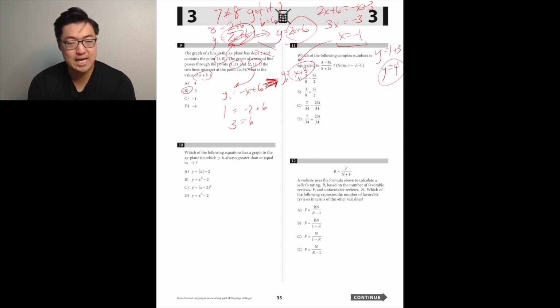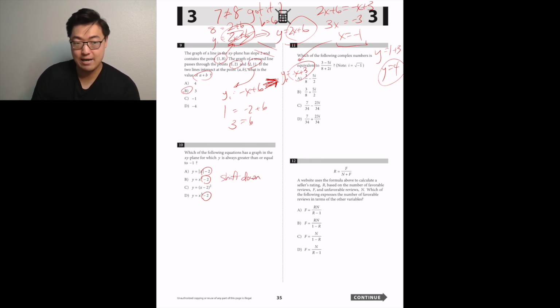10. Which of the following equations has a graph in the xy plane for which y is always greater or equal to negative 1? Okay, so like the y coordinate never goes below negative 1. A, B, and D would all shift the graph down, like down 2 units from the origin, and so it'd be C.